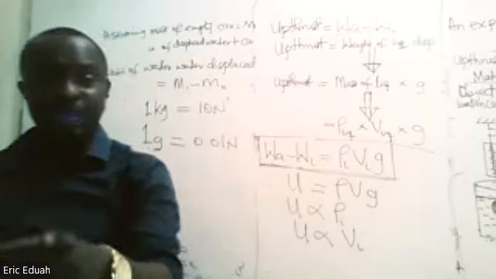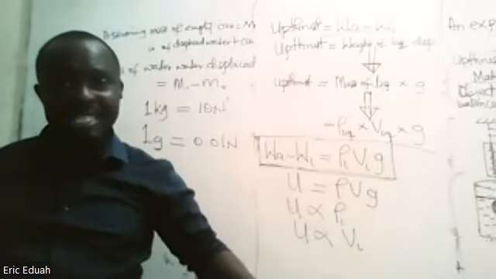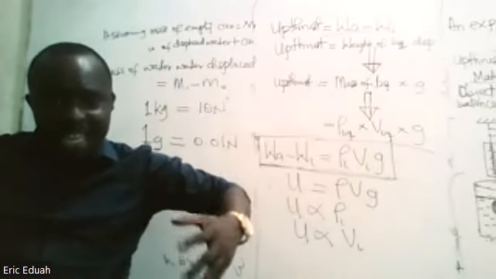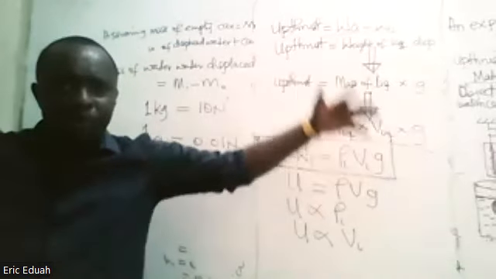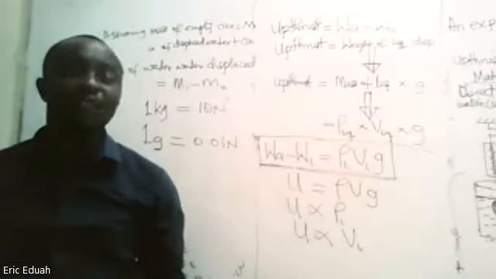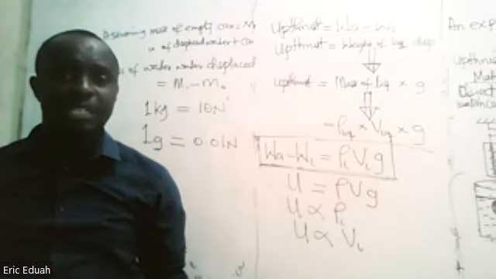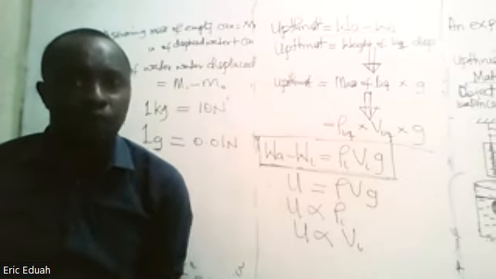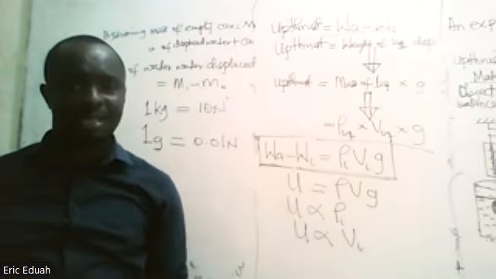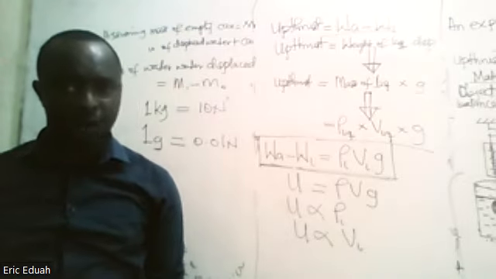And this is the reason why ships are designed to have a very large base so that they could displace greater volume of water. Once they displace greater volume of water, the upthrust supporting it to float will be greater. Are we okay?